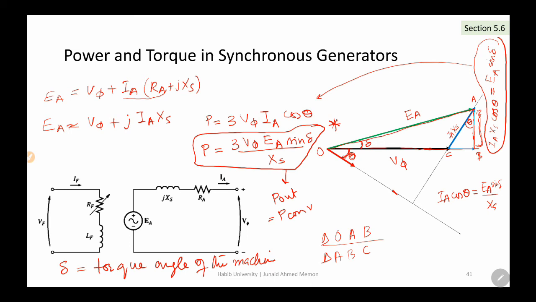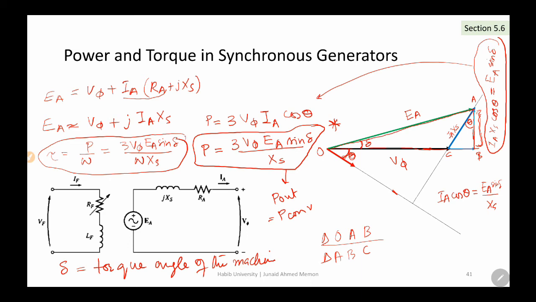Okay, so we can say the torque angle matters because the torque depends upon this angle. So we can easily find that the torque is equal to power divided by the speed of the machine. So the torque will be equal to 3 V phase EA sine sigma divided by the speed times xs. Okay, so that's the equation for the torque.